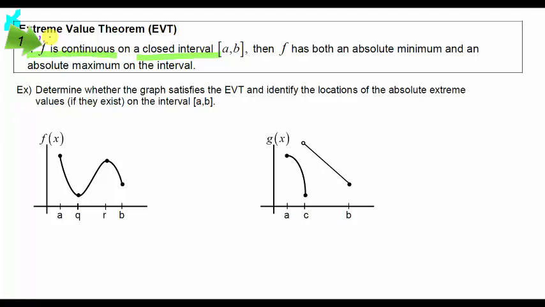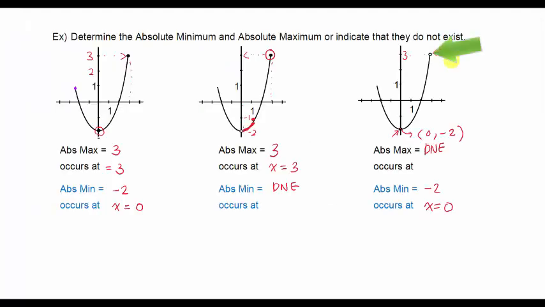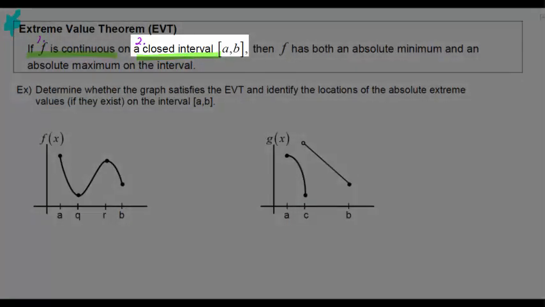So this is the first condition: f has to be continuous. The second condition is that what's given is a closed interval, not an open interval. Because if it's an open interval, as you saw right here in the third example, the endpoint is not included, and if that endpoint happened to be the highest or lowest value, then the absolute min or absolute max could not exist. So it is critical that we are given a closed interval.